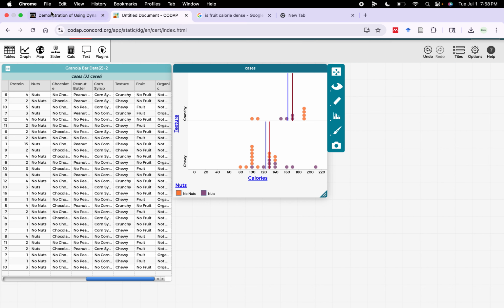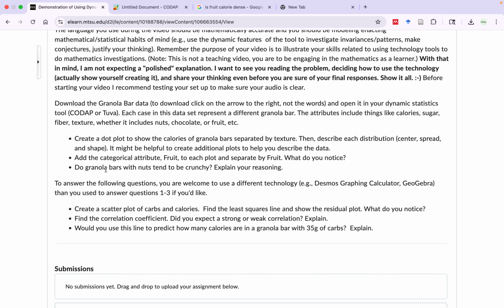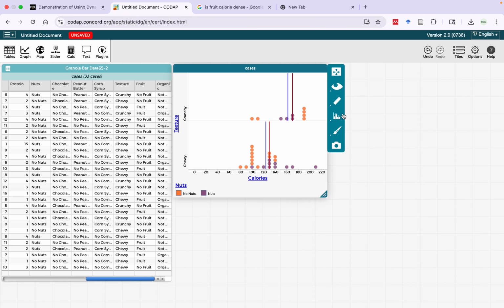No, it's just not the case. Do granola bars with nuts tend to be crunchy? No. Because if you choose one particular brand of granola bar with nuts in it, it's a 4 out of 14 chance of it being crunchy.